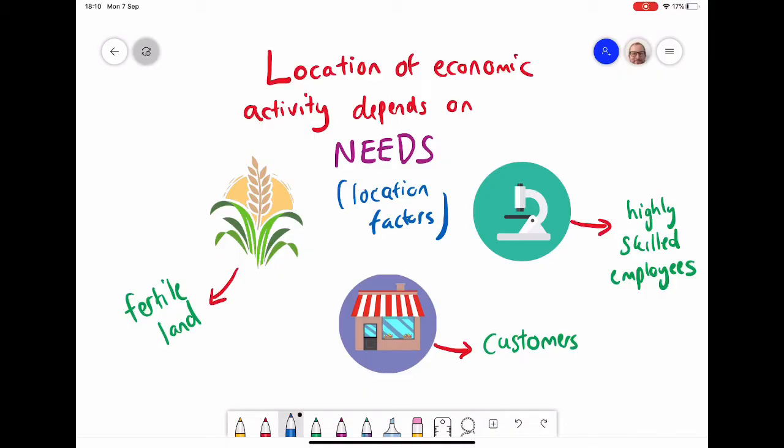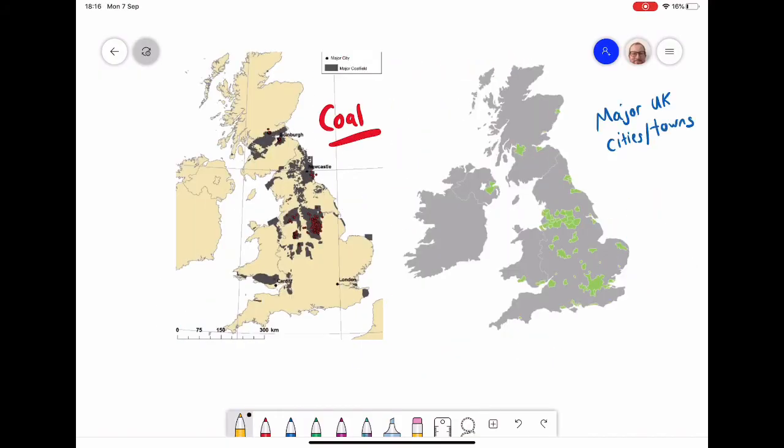If you're a shop or if you're a business, you're going to need customers. So you need to be in a location where there is access to customers. Equally, if you're at the high end, in the quaternary sector, doing research and development, you can't just have anyone do that. So you need to be in a location where there are highly skilled employees. So where the activity is based is largely dependent on what it needs and how it can get access to those things.